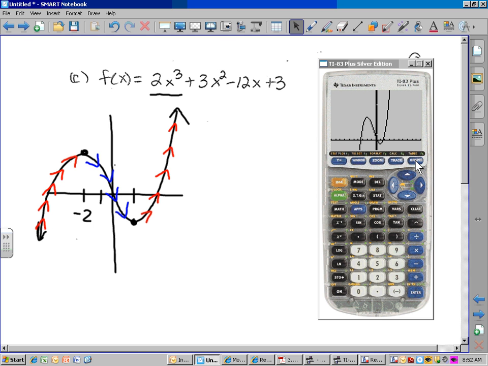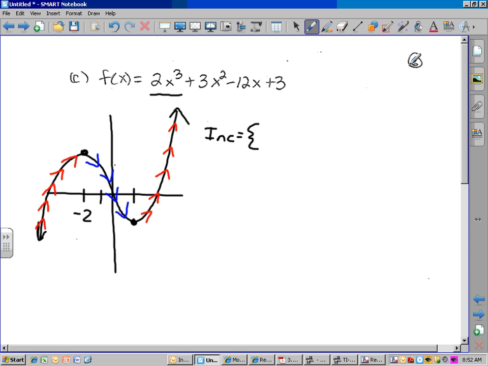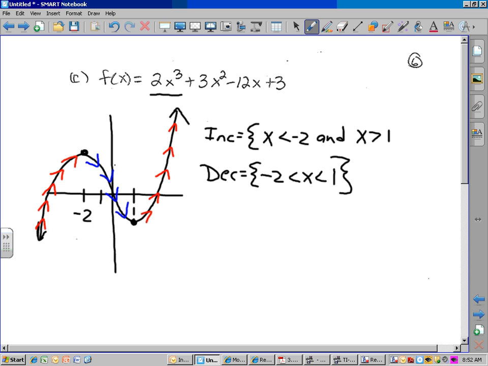Okay, so what's happening from left to right? Looks like it's increasing. Anything less than negative 2 looks like it's increasing. Now I'm not going to close this off yet because I see another increasing part. I'll come back to that. Let's take care of the decreasing. So from negative 2, it looks like 1. Then from 1, or I should say greater than 1, it is increasing again.